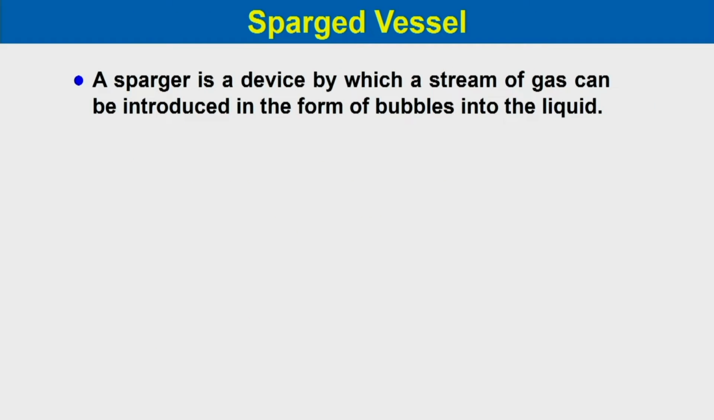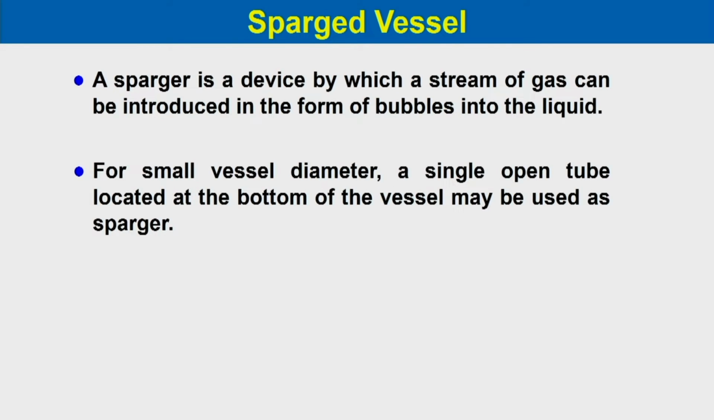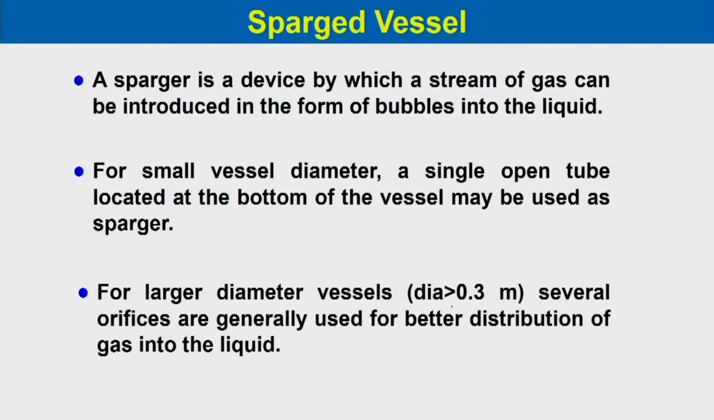Now, we will discuss the sparged vessel. A sparger is a device by which a stream of gas can be introduced in the form of bubbles into the liquid. So, for a small vessel diameter, a single open tube located at the bottom of the vessel may be used as a sparger. If the vessel diameter is much bigger, in that case we have to use multiple tubes. For larger diameter vessels, say diameter greater than 0.3 meter, several orifices are generally used for better distribution of the gas into the liquid.